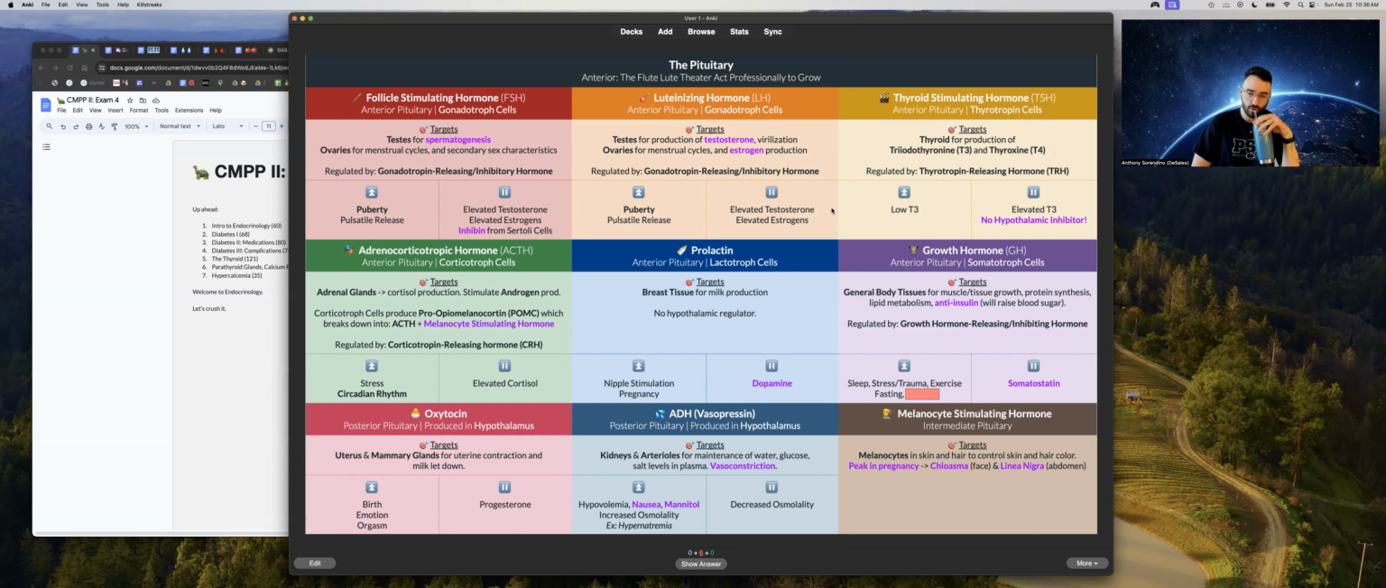What would we need to grow for? Oh, this is going to kill me. Growth hormone. We're asleep. Upregulate some stuff. We're stressed or traumatized. Upregulate some stuff. We're exercising. We need more things. Fasting. We need more things. What is this? Oh, freaking ghrelin. God dang it. General body tissues for muscle tissue growth, protein synthesis, lipid metabolism. Growth hormone is anti-insulin. Ghrelin.